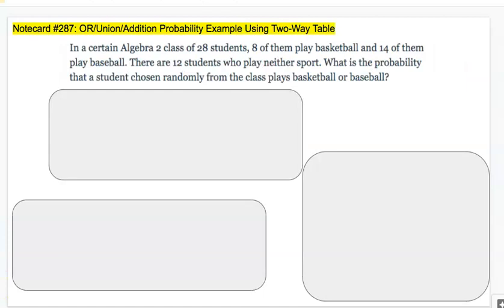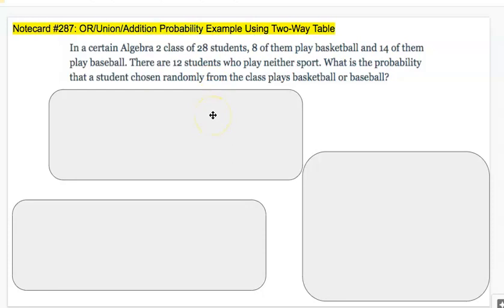Now we're going to move on to note card 287, which is just another or union addition probability example using a two-way table. So you can also use a Venn diagram. In a certain Algebra 2 class, there's 28 students, 8 of them play basketball and 14 of them play baseball. There are 12 students who play neither sport. So look at this, it's not telling me who does both sports. So what is the probability that a student chosen randomly from the class plays basketball or baseball?